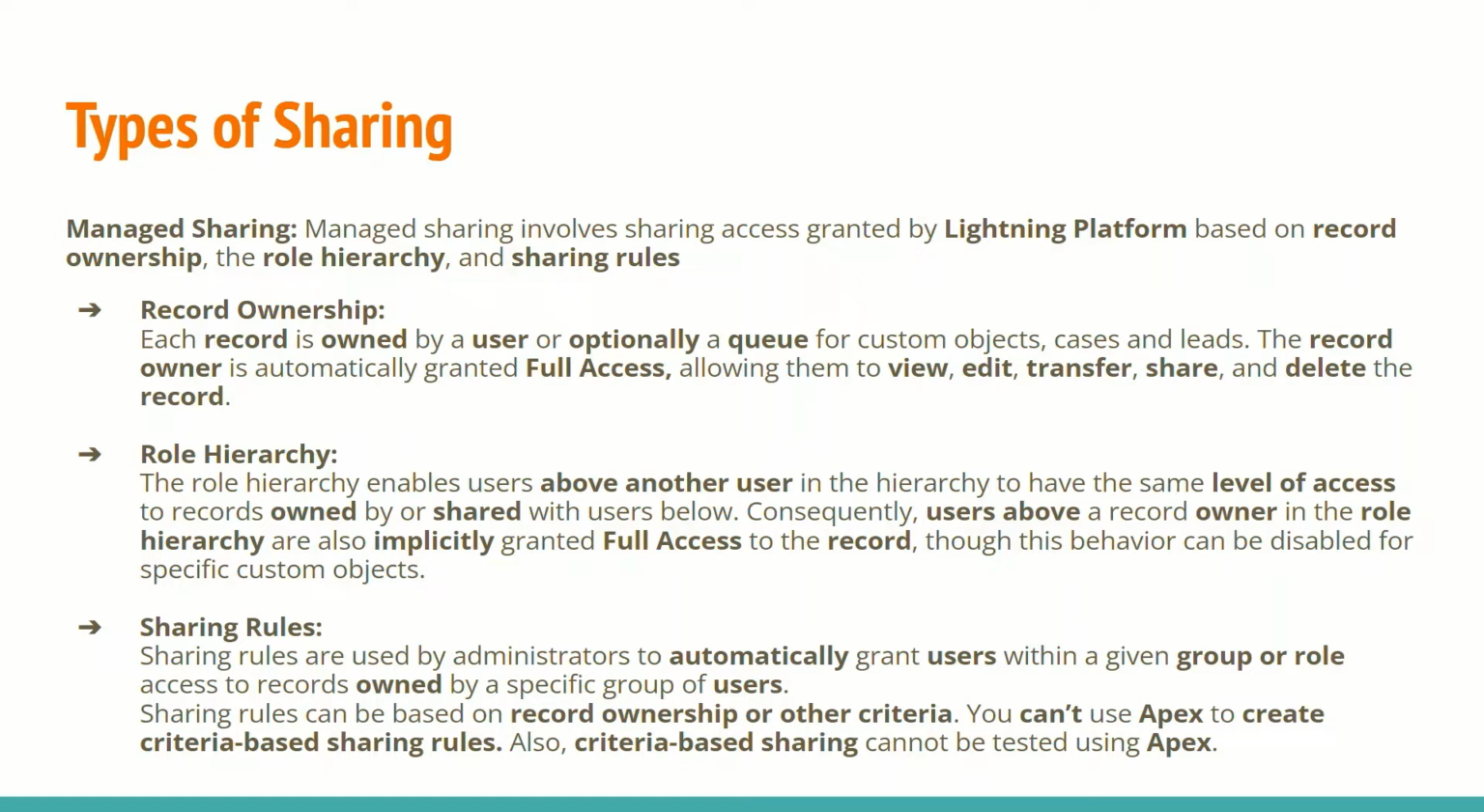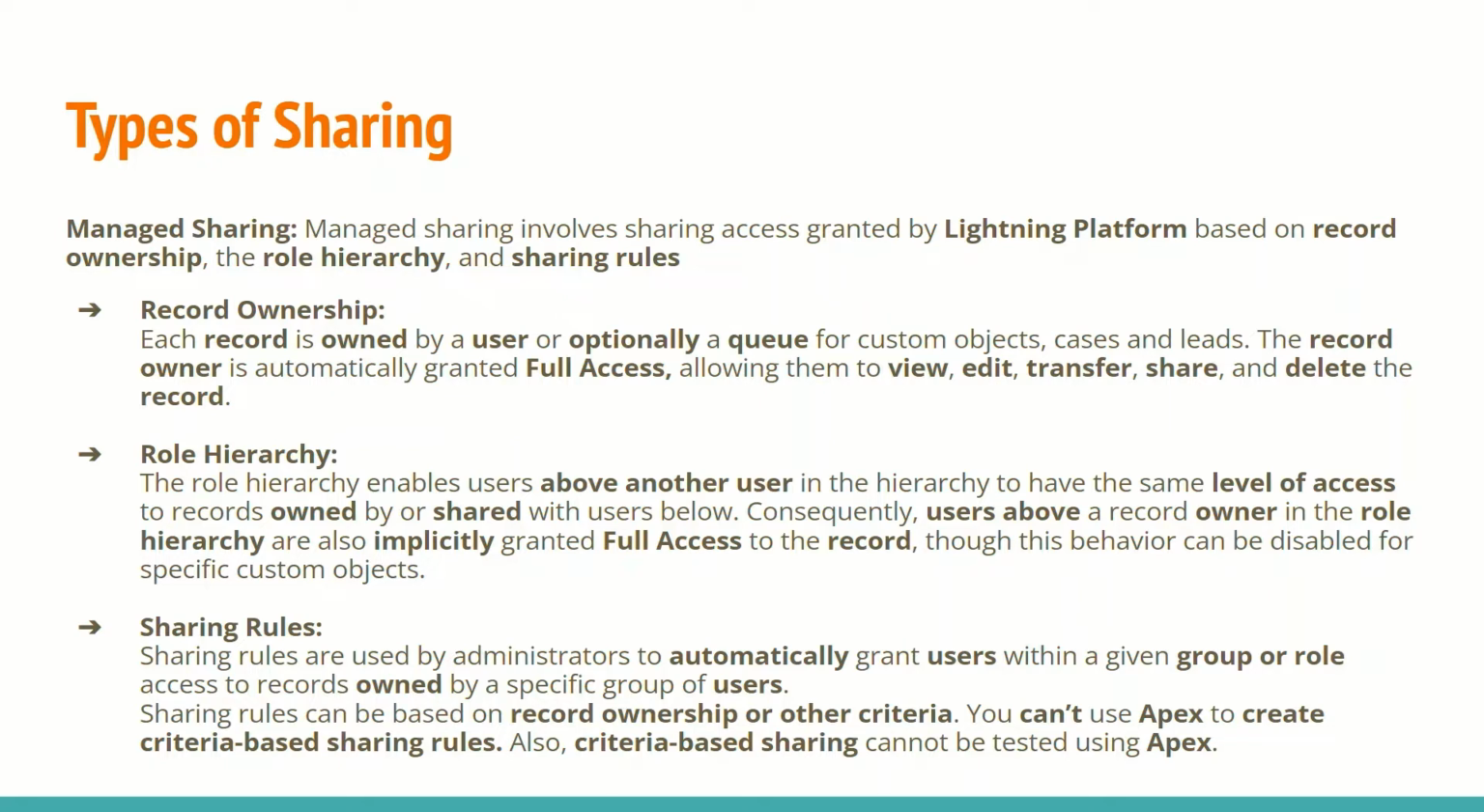Second is role hierarchy. The role hierarchy enables users above another user in the hierarchy to have the same level of access to records owned by the users below them. For example, if you have a manager and there are 5 employees working under that manager, the manager will be in a higher hierarchy, a level up from all 5 employees. So all the records which are created by the 5 employees, the manager will have access to them, because the manager is at a high level in the role hierarchy.